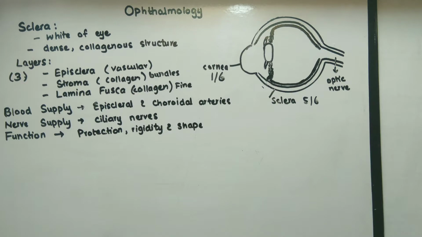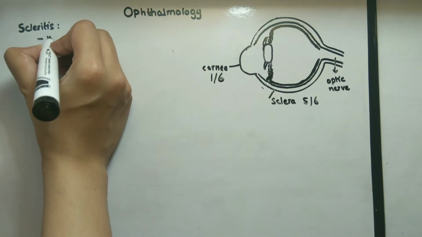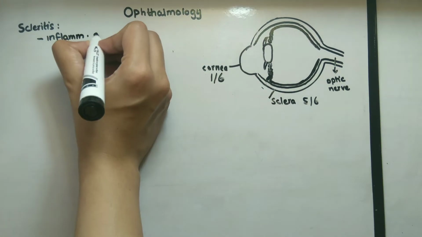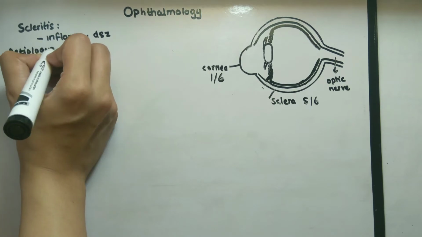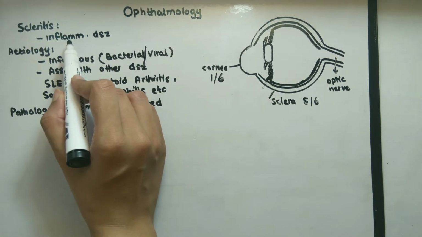Next, we will discuss about the problems associated with sclera. Two diseases are associated with sclera. One is episcleritis and the other is scleritis. First, we will discuss about scleritis. Scleritis means inflammation of the sclera.